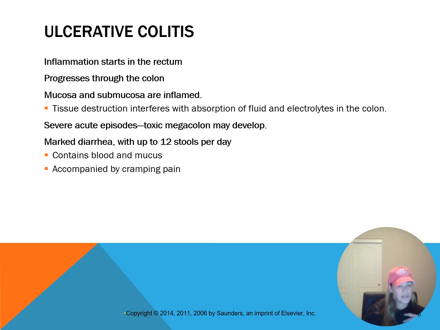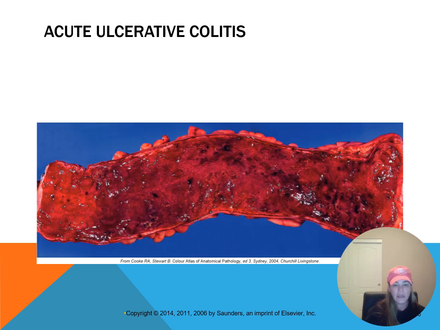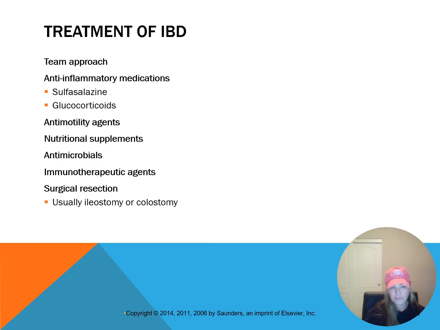A toxic megacolon can develop, which is a very inflamed colon where food gets trapped and doesn't pass very easily. Or sometimes they can have diarrhea, up to 12 stools per day that contain blood and mucus. It's very painful because they can have very painful abdominal cramping associated with ulcerative colitis. This is what it looks like when they're doing a biopsy or looking at it through a scope.